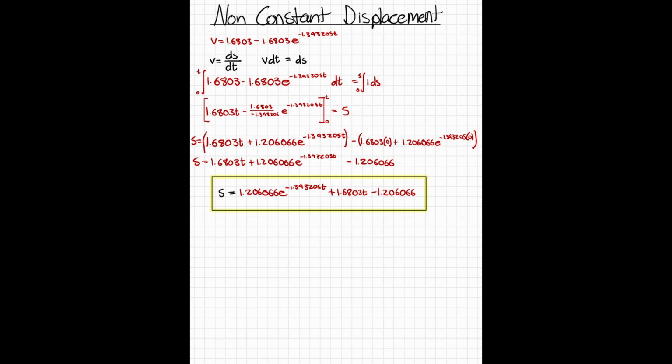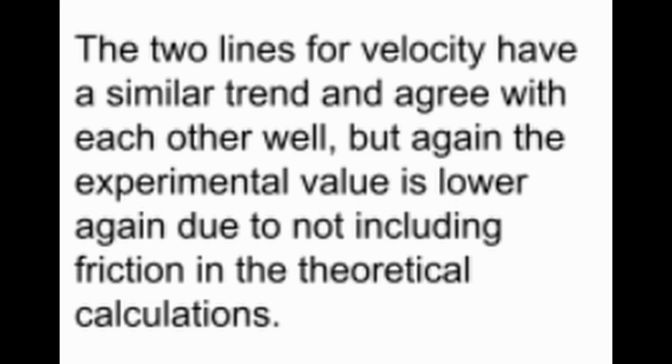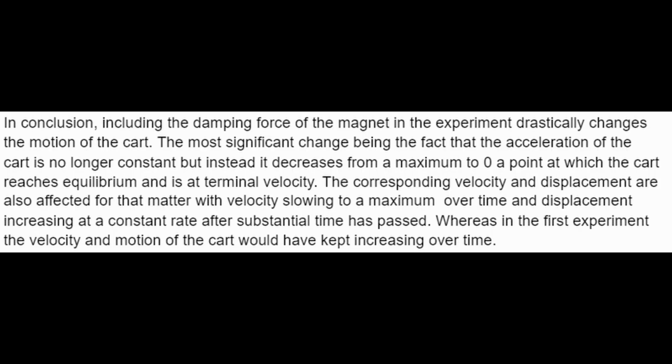For the second experiment, we see the trend of our experimental values being lower than our theoretical values appear again. This is largely due to the fact that we once again have assumed that there's no friction, which once again is probably a bad assumption. Because of this, all our data is lower than our theoretical values because our kinematic equations did not account for friction. In conclusion, the damping force of the magnet dramatically changes the motion of the cart.